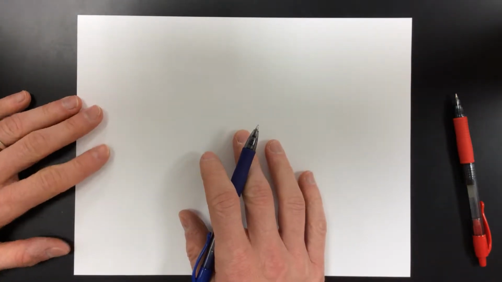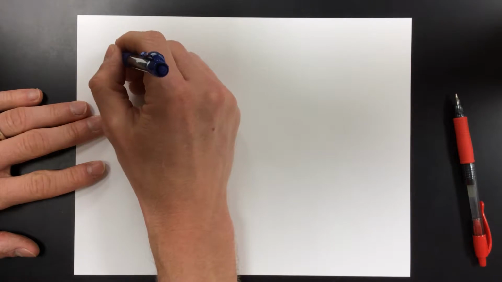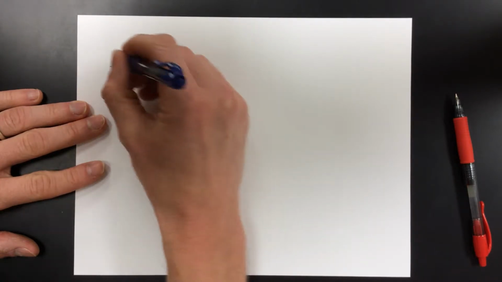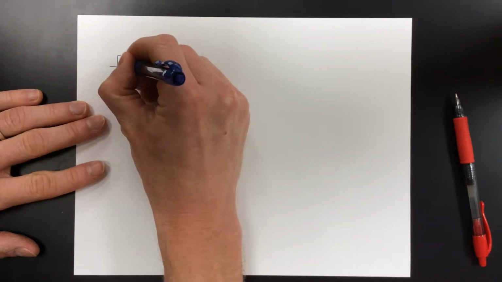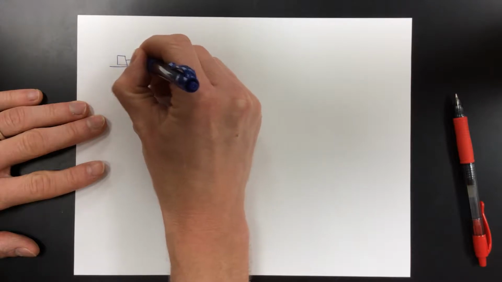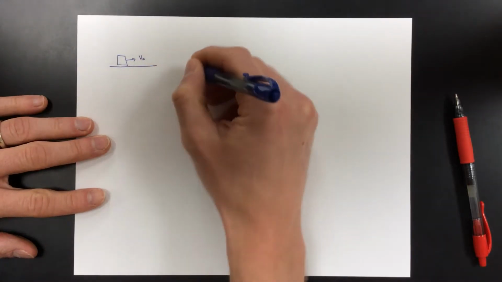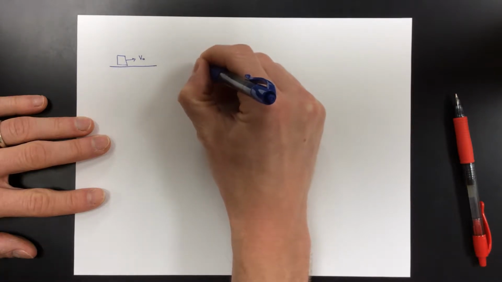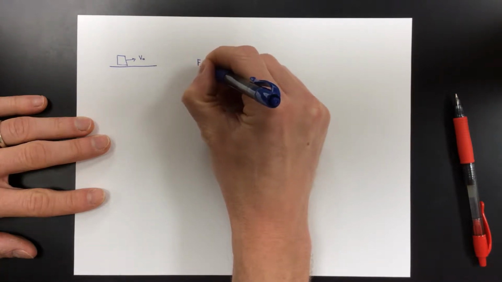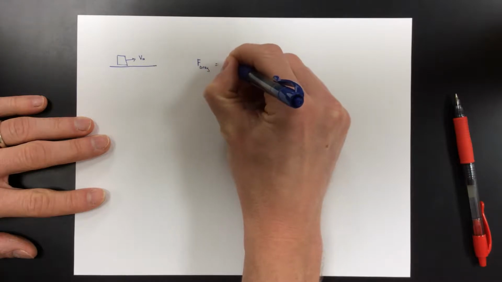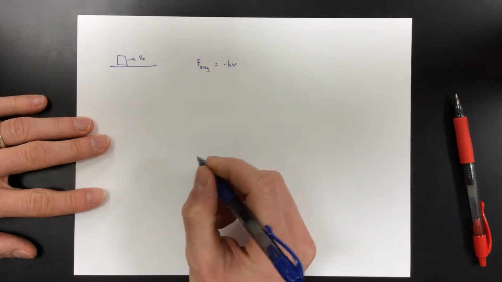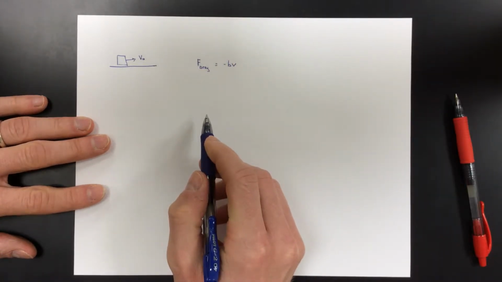Let's take a look at another drag force scenario. In this case, let's take a box traveling this way with initial velocity v naught, and it's just going to encounter a drag force. The drag force, just like before, is going to be negative bv. Again, the drag force is going to be in the opposite direction of the velocity.